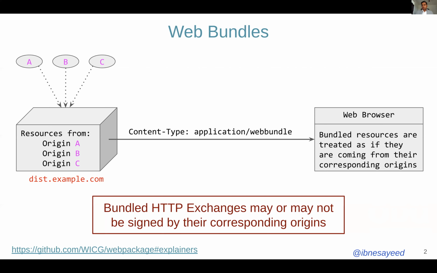When a bundle is received by a web browser, the bundle is unpacked and all the resources contained in the bundle are loaded in caches. And then those resources are treated as if they are coming from their respective origin, not necessarily from the distributor's origin. These bundled resources, those individual exchanges or their groups, can be signed by the origin or may not be signed. If they are signed, then it is trusted by the browser that they are indeed coming from that origin.